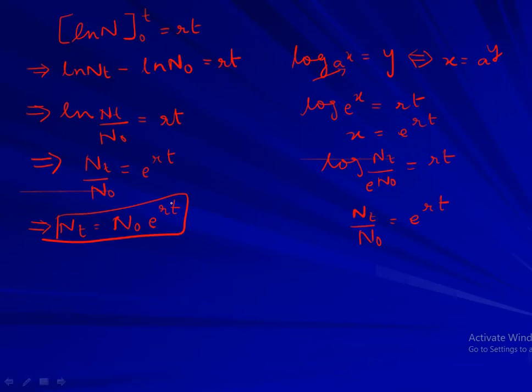But this type of population growth takes place only when the resources are unlimited, because without resources the population would not increase. So looking at the exponential growth equation, what can we interpret?